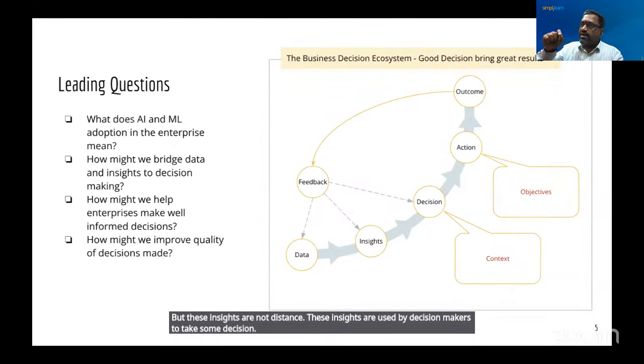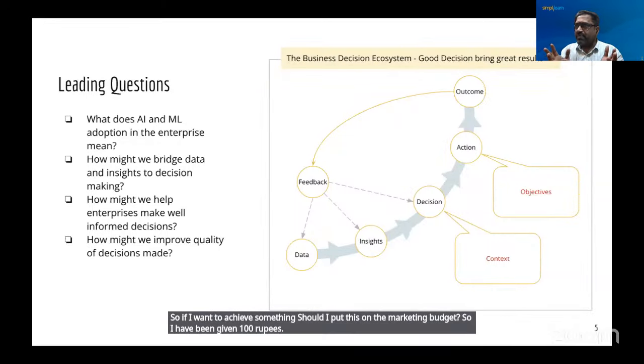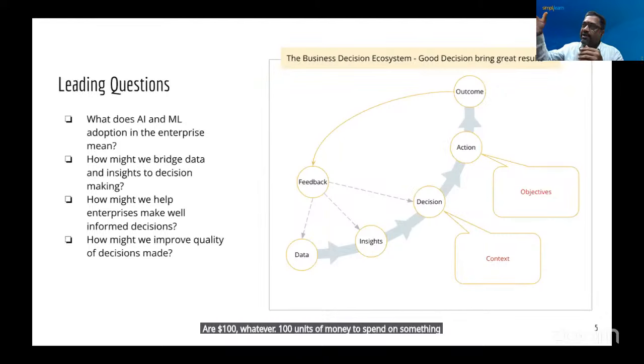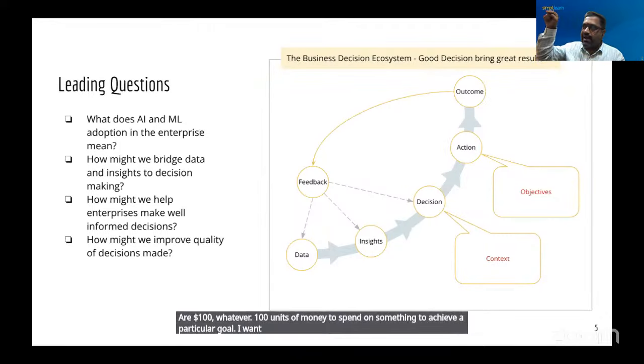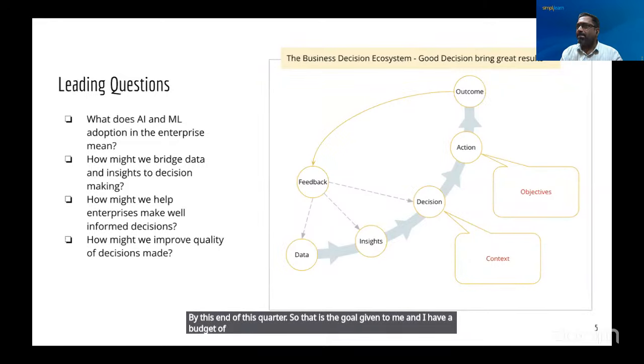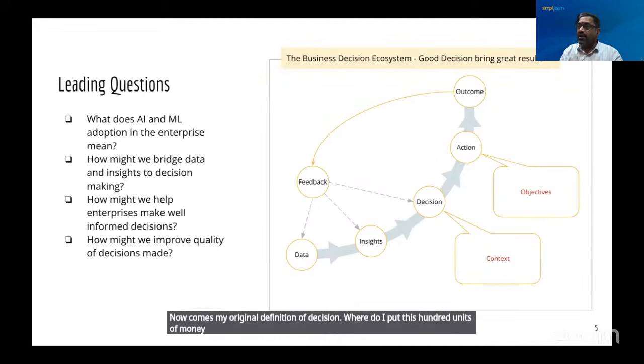So if I want to achieve something, should I put this on the marketing budget? I have been given 100 rupees or $100, whatever, 100 units of money to spend to achieve a particular goal. I want to increase my sales by 10% by the end of this quarter. That is the goal given to me, and I have a budget of 100 units of money. Now comes my original definition of decision: where do I put this 100 units of money, and what is the most effective thing I can do?